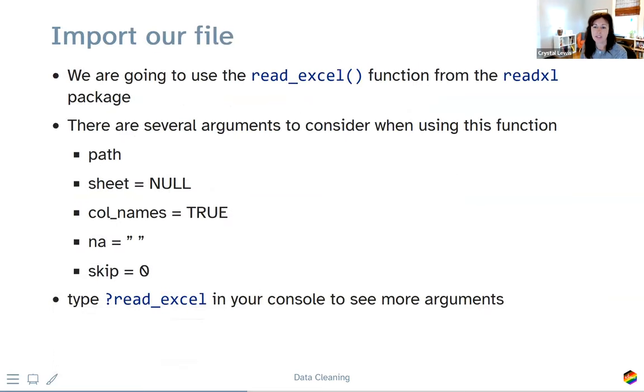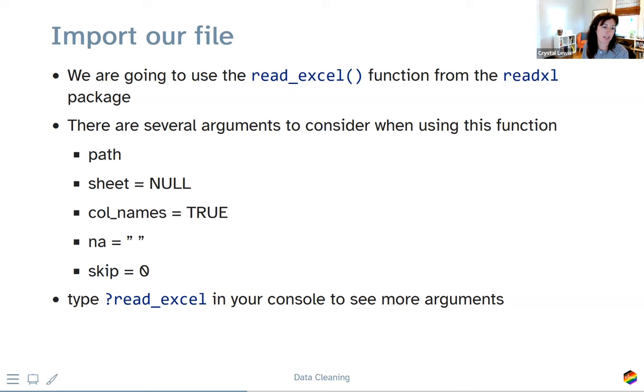So we are now ready to import our data into R. The first thing we would want to do is open an R script, or an R Markdown file or a Quarto file. And we are going to use the read_excel function in this example from the readxl package to import our data. There are several arguments to consider when using this function. The first one is path. This is where we list the path to our XLSX file. The next argument is the sheet argument. We can add the name or the position of the sheet to read in.